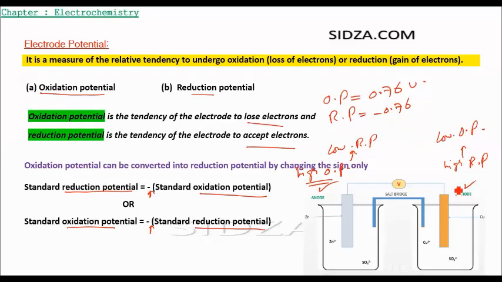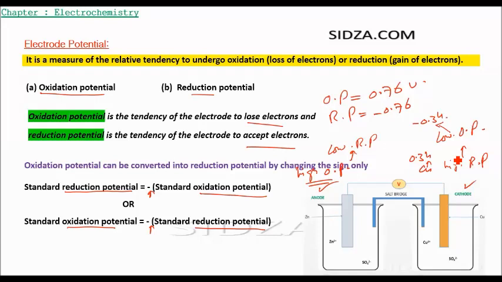Suppose we have a copper, and we know it has a high reduction potential. Suppose the reduction potential of the copper here is, for example, 0.34, so therefore its oxidation potential will be minus 0.34. So negative, simply changing the sign. So simply changing the sign changes the oxidation potential of an electrode into reduction potential, and also the reduction potential into the oxidation potential, simply by changing the sign.